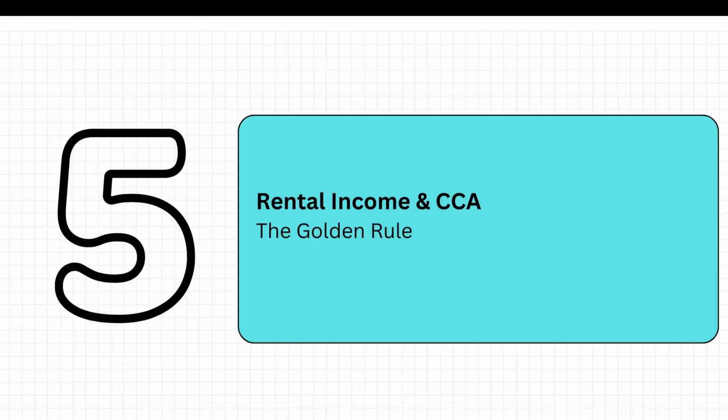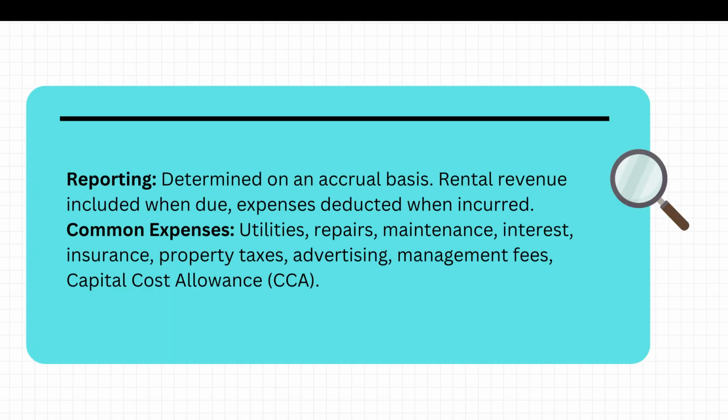Next, let's look at one of the most practical types of property income: rental income. If you're renting out a property, whether it's a house, an apartment, or commercial space, that income is property income. You have to report it on an accrual basis, which means recognizing rental amounts when they're due, not just when they're collected. You can deduct reasonable expenses like repairs and maintenance, utilities, property taxes, insurance, advertising, and management fees.